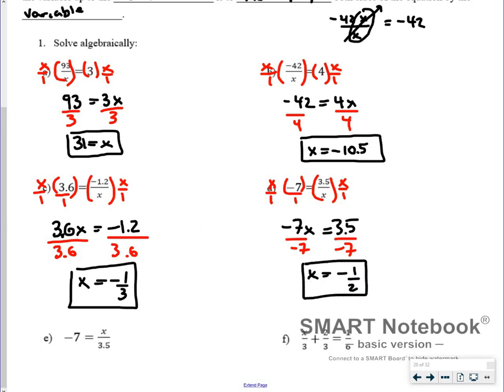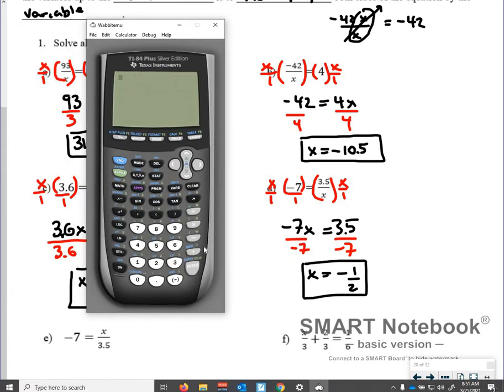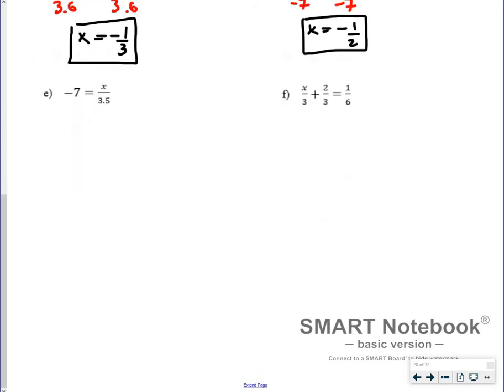Okay, and again, you can test this out if you want in your calculator. If you're unsure of your answer, the left side should equal the right side. So if I get the variable being -1/2, I can type 3.5 divided by -1/2. So decimal equivalent is 0.5. That's equal to -7. That's the same as the left side. So answer is good. Okay.